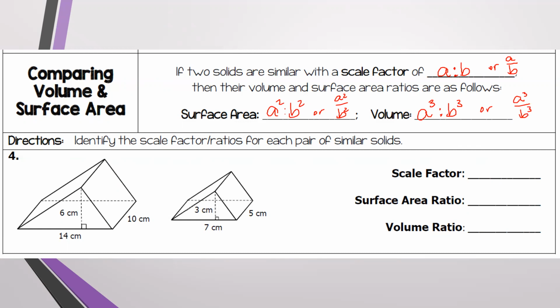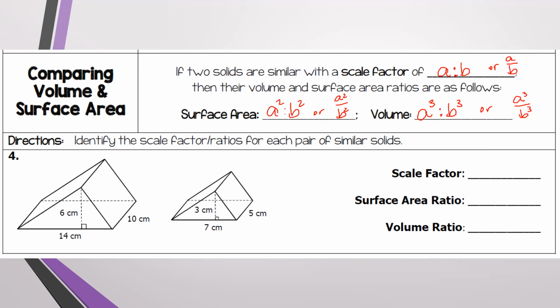So what we're going to do is look at our two figures, and we are going to be able to determine scale factor, surface area ratio, or volume ratio. And then once we can determine one of those, we can use that to determine the other two.